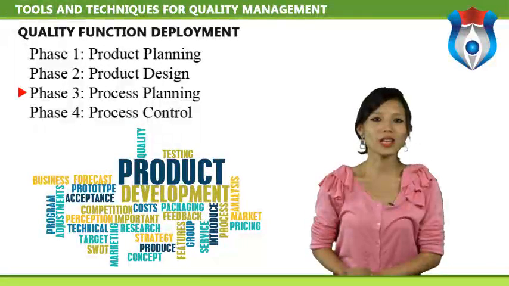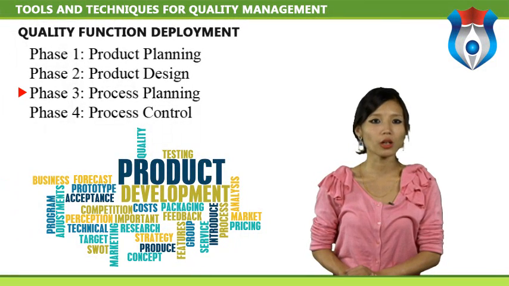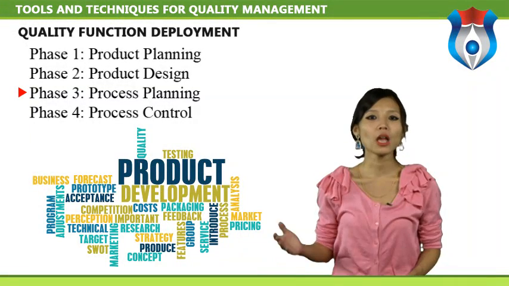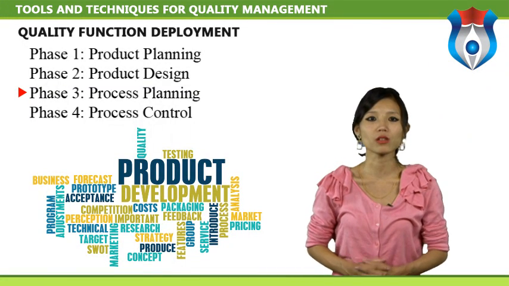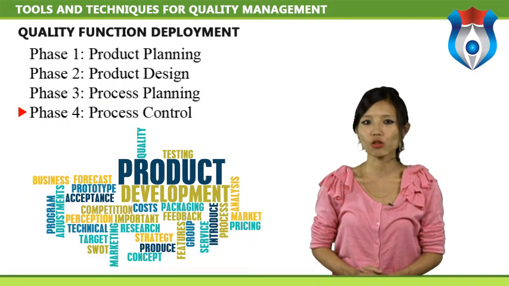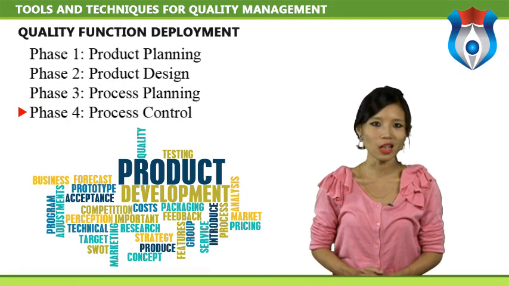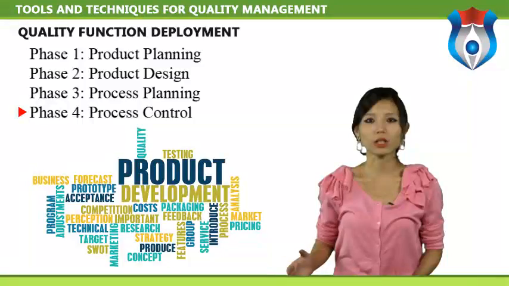Phase 3, process planning. Process planning comes next and is led by manufacturing engineering. During process planning, manufacturing processes are flow charted and process parameters or target values are documented. Phase 4, process control. Finally, in production planning, performance indicators are created to monitor the production process, maintenance schedules, and skill training for operators.